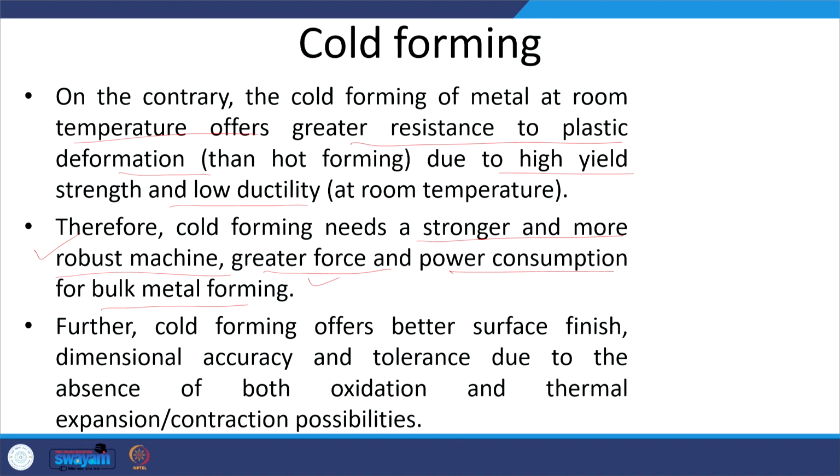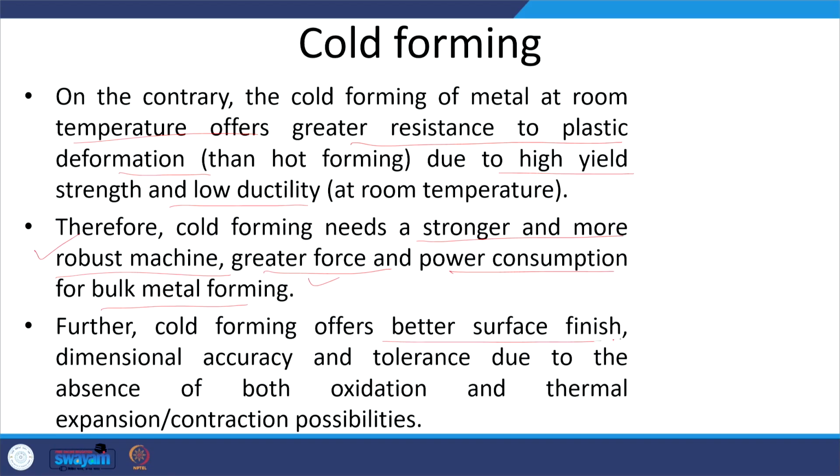Further, in cold metal forming, since the metal is not heated to a high temperature, the tendency for oxidation is very limited, and therefore we get a very good surface finish, and there is no expansion and contraction like in hot forming. So, we get very close control over the dimensions and the tolerance due to the absence of oxidation and thermal expansion and contraction.